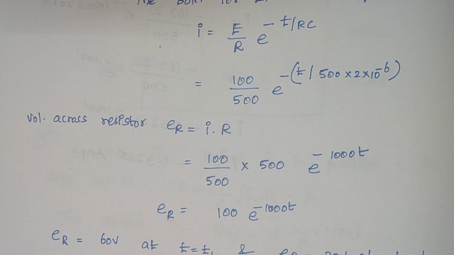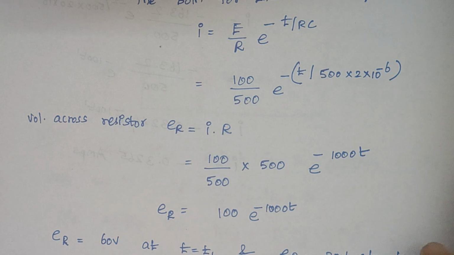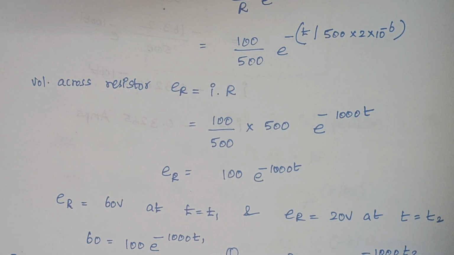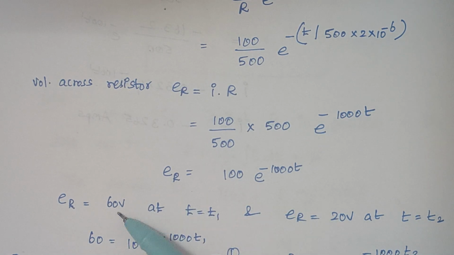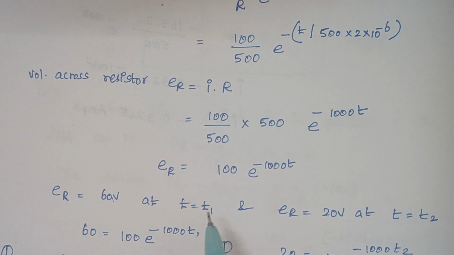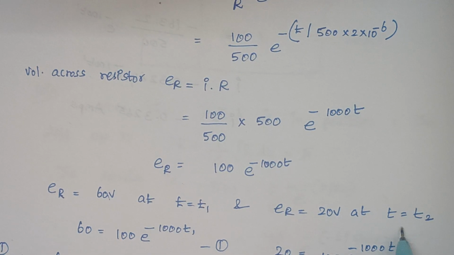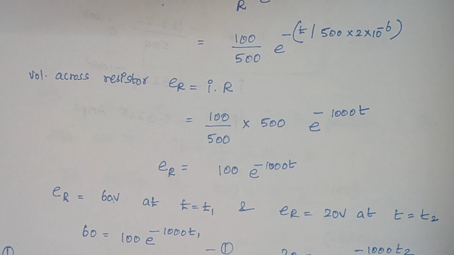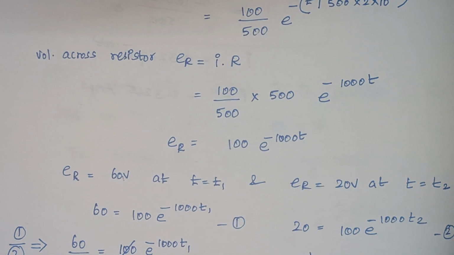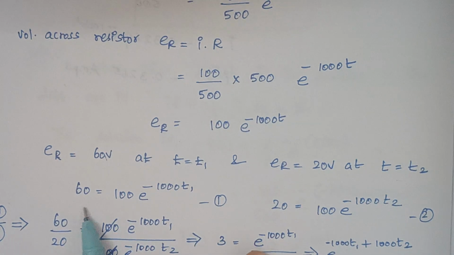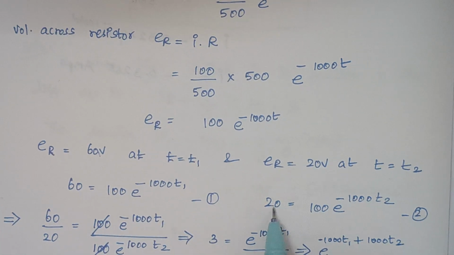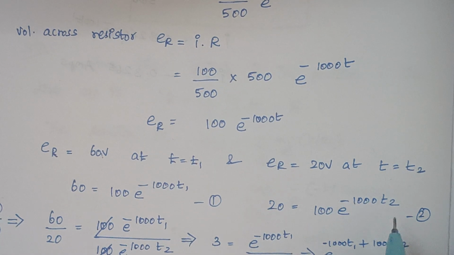Now it is given with two conditions, right? Initially the voltage is at 60 volt and again it gets dropped to 20 volt. So the voltage is 60 volt when T is equal to T1, and the voltage is 20 volt when T is equal to T2, right? So here just substitute the values. When you substitute 60, let T be T1. When you substitute 20, let T be T2, right?